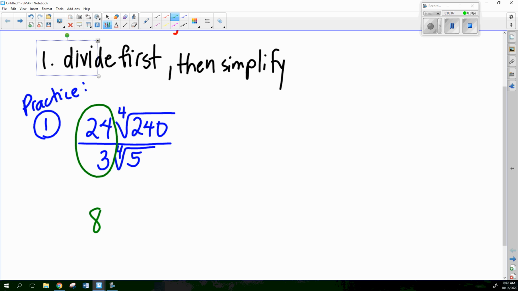Now, the other two pieces, do they have the same radical? Yes, they're both an index of 4. So we are allowed to divide those two pieces. Okay? And the radical stays the same. The index stays the same. What was 240 divided by 5? I know a lot of you typed that in already. 48. Is that right? Yeah. I thought that's what I heard.